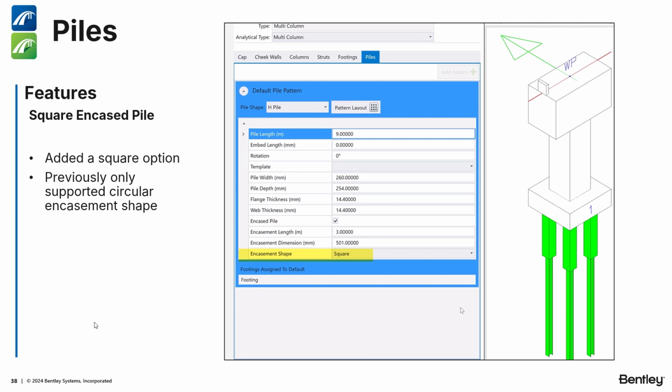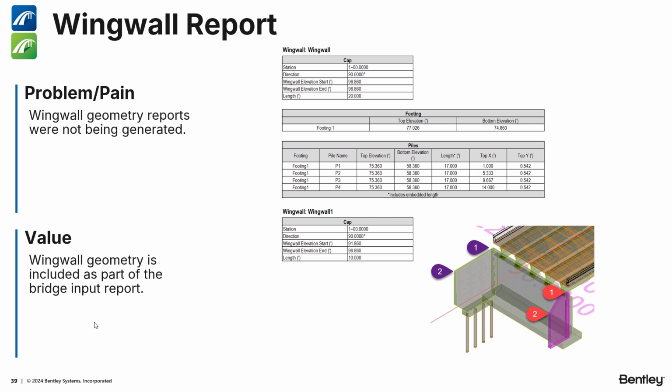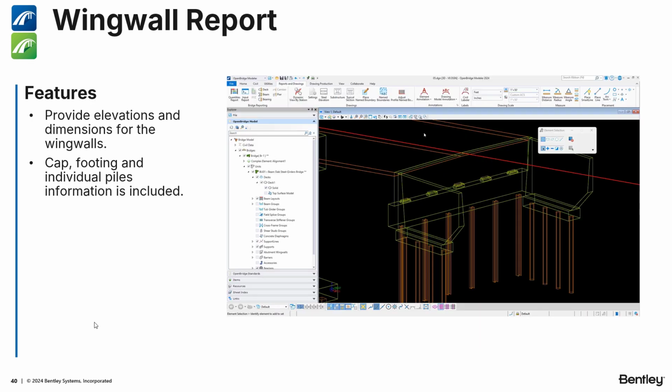Options for piles. Now we support the square encased pile. On the wingwall reports, we report more on the geometry elements, such as elevations and dimensions. So we provide all that information, plus the cap, footing, and individual piles information is included if you have it in your wingwall.